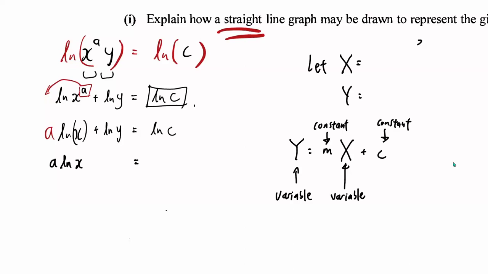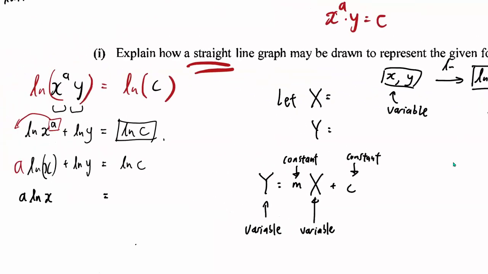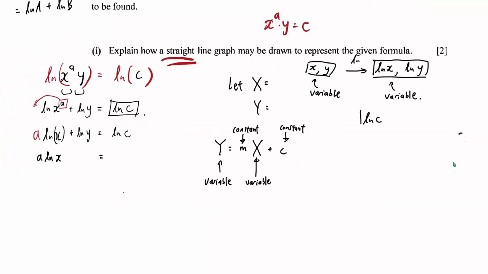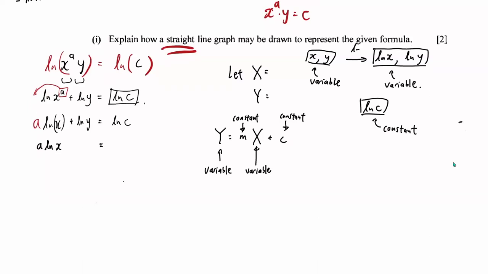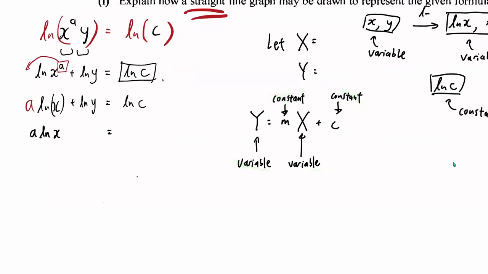So here, little x and little y, are they variable or constant? Variable. If you take logarithm of x and y, does it suddenly become a constant? No. Still variable. So now that you know ln x and ln y are variables, how about ln c? Constant, because c is a constant. You take logarithm of a constant, still a constant. So over here, can you see how you can rewrite it in this format? Variable equals constant times variable plus constant.